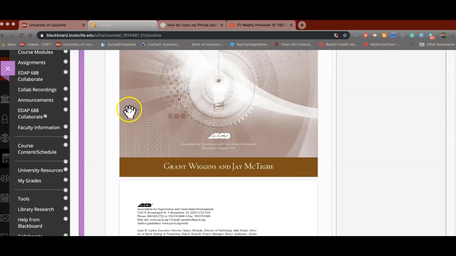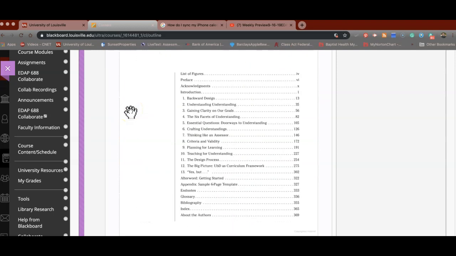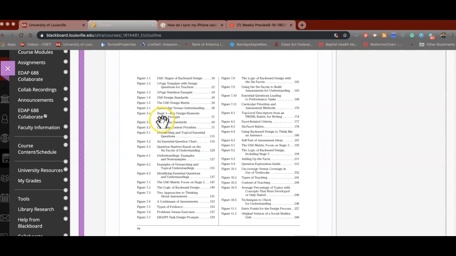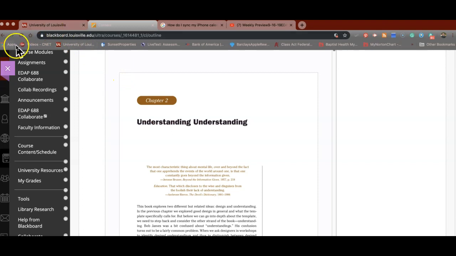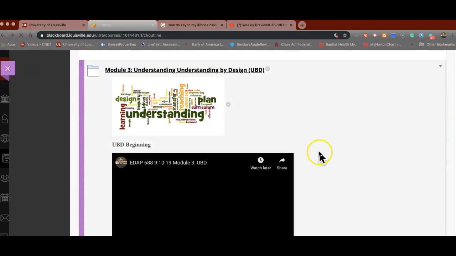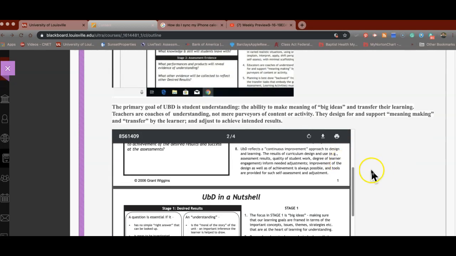I hope you're reading, because the other thing we need to do next on Tuesday is we're going to be talking about the six facets of understanding, chapter 4. So make sure you read that, please, because you're going to need it to understand how to think about implementing the UBD in your classroom.